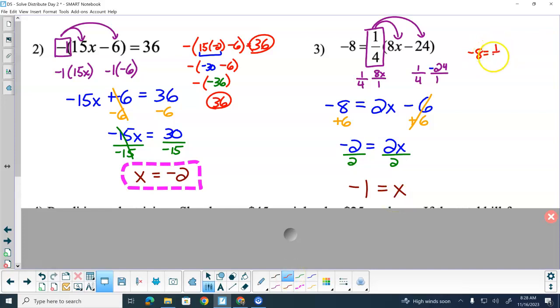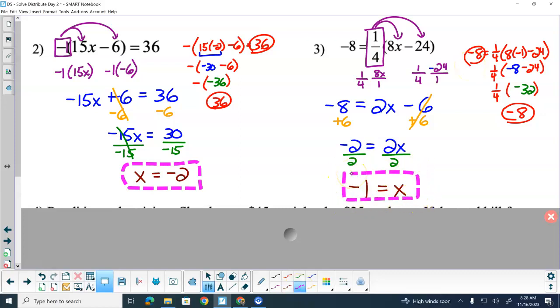-8 equals 1/4 times 8 times -1 minus 24. So then that's going to be -8. -8 minus 24 is going to be -32 times 1/4 is -8. And -8 is equal to -8. And so we can brag about our work now. Okay?